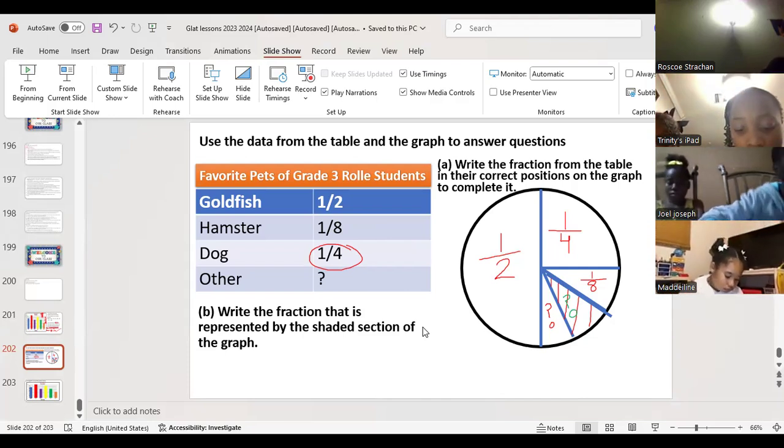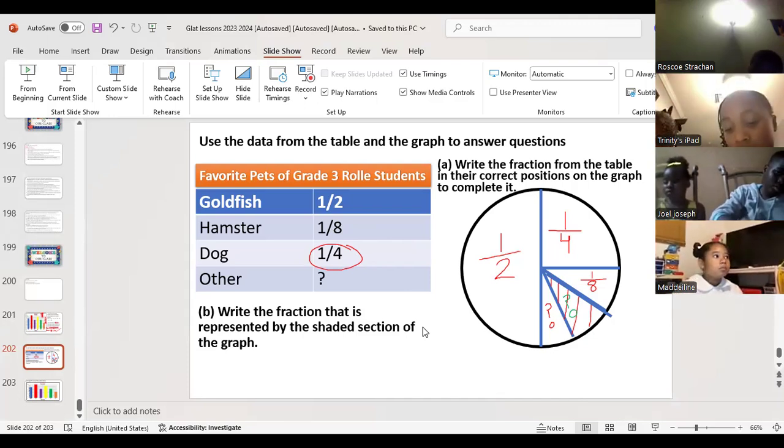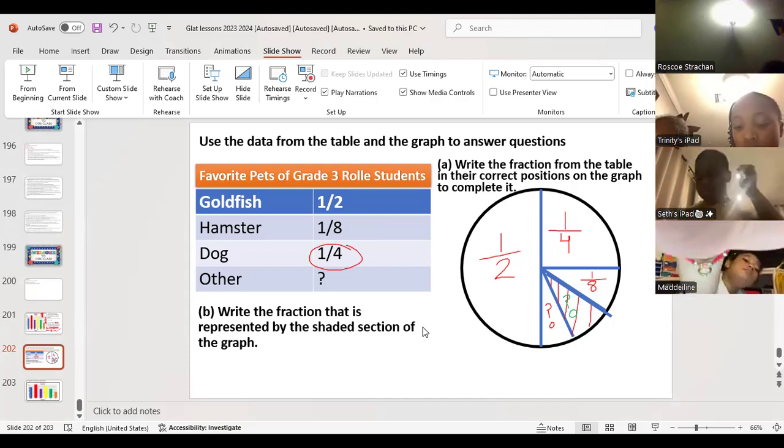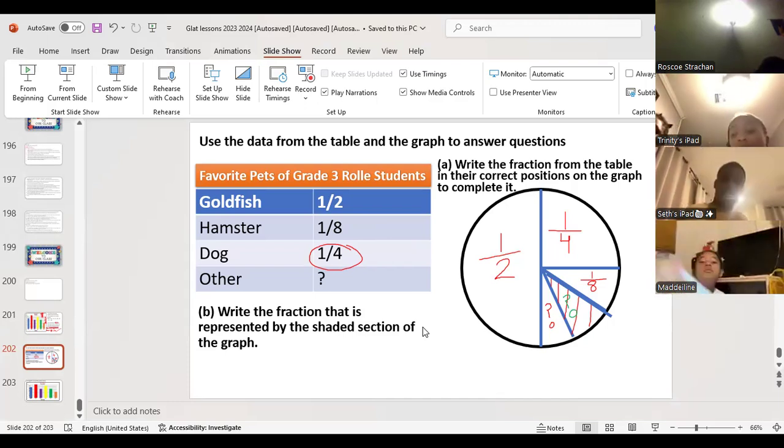So let me answer this. Okay, so the quiz is inside this. I'm gonna put the quiz inside the chat. And then tomorrow we're gonna finish this question.